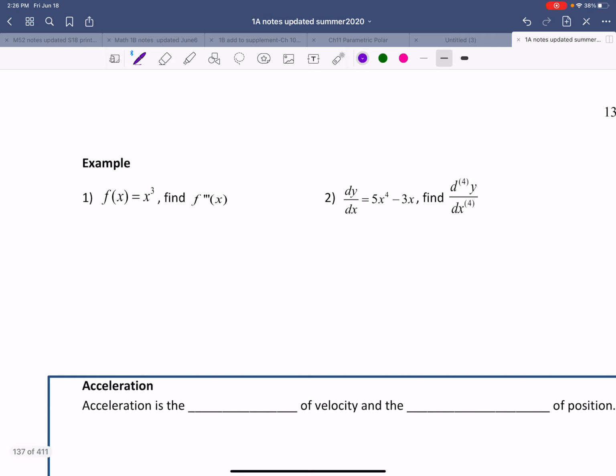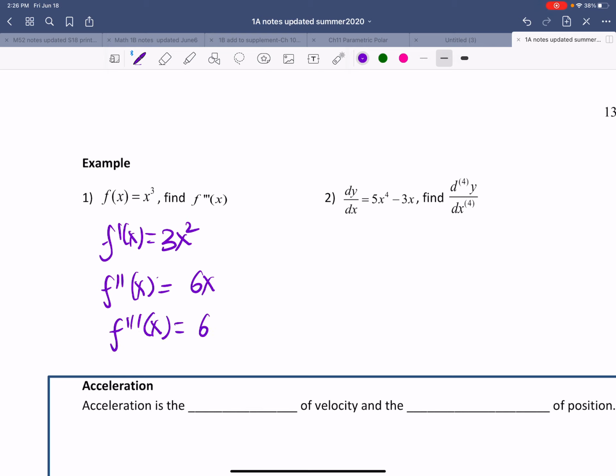Let's check out f of x is x to the third power. If I want to find the third derivative, the first derivative would be 3x squared, the second derivative would be 6x, and the third derivative is 6. What's going to be the fourth derivative? That's going to be 0. Every derivative beyond the fourth derivative is also going to be 0.